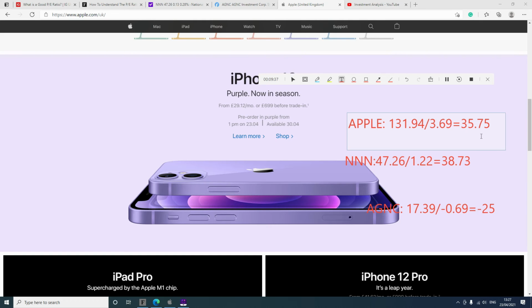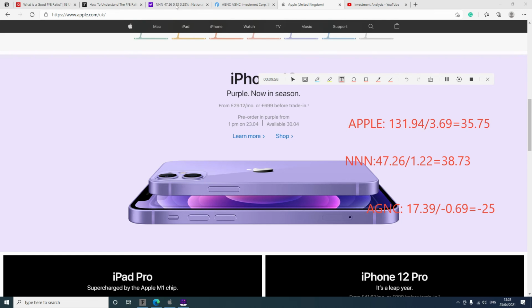Okay, this is very key. Note this. PE comes in two main varieties. There are four or five of them, but I want to specify on these two. The first is the metric listed in the fundamentals section of most finance sites.